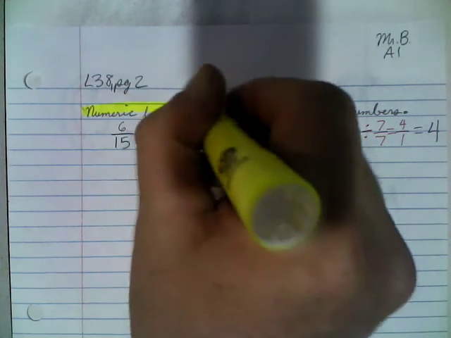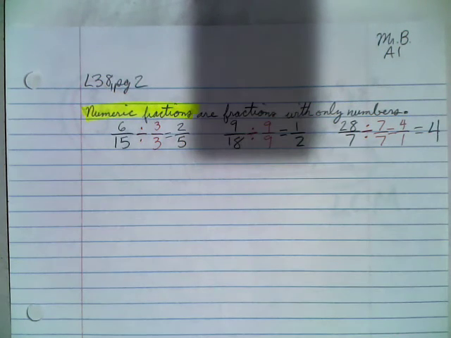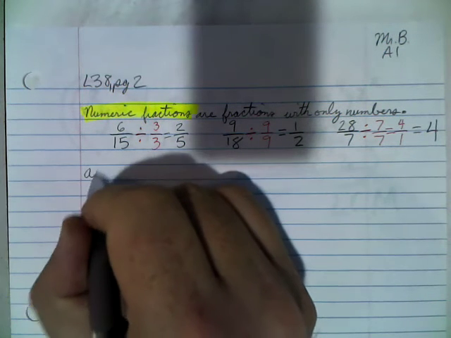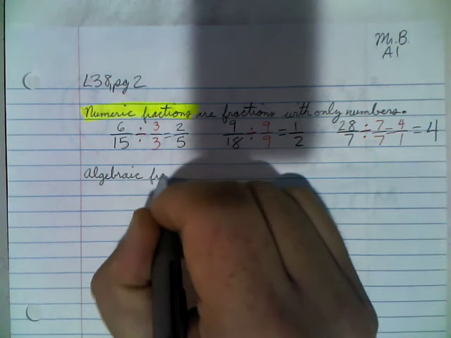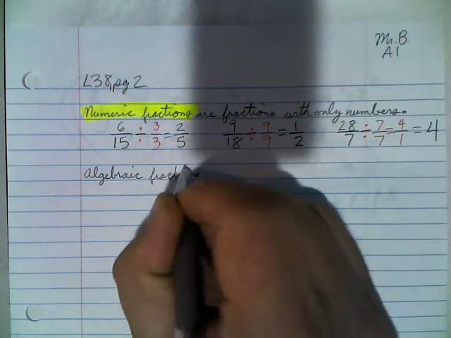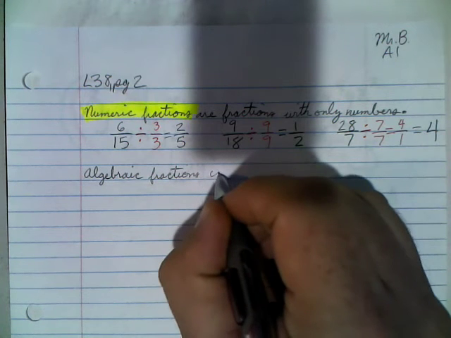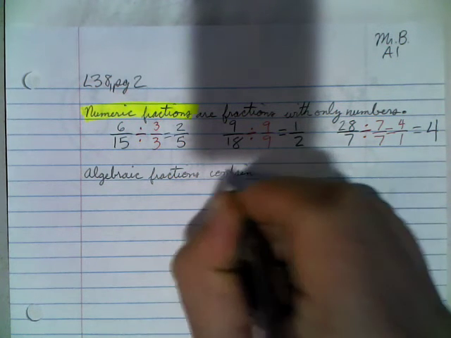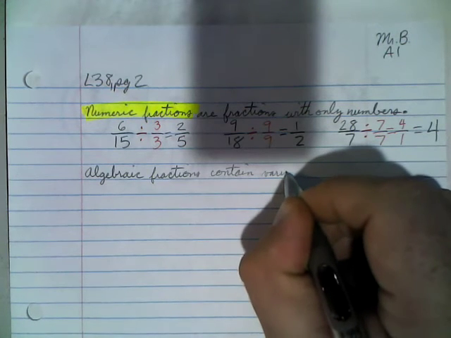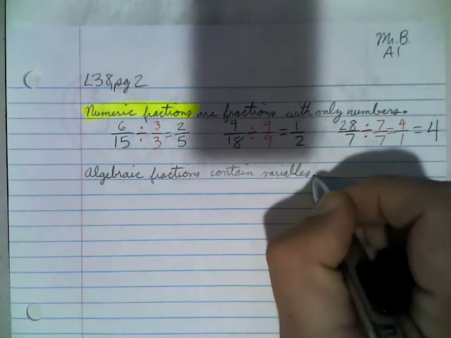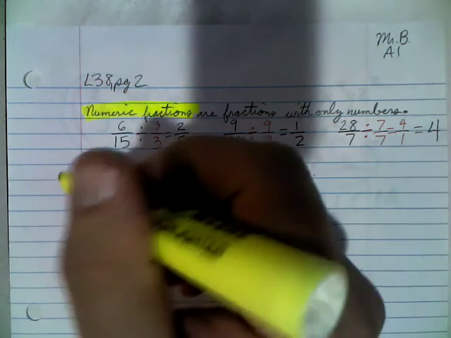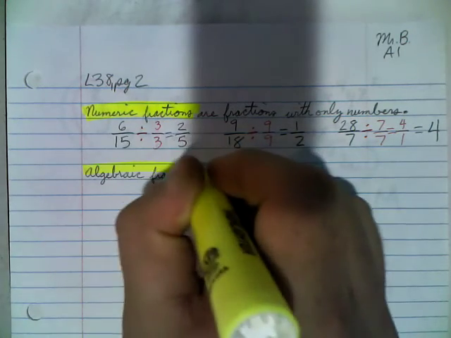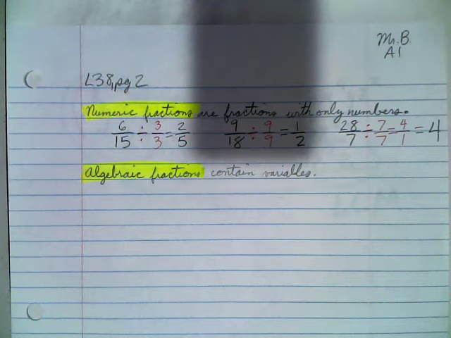Grab your yellow highlighter. Numeric fractions, that's a vocab term. So now we're going to take a look at algebraic fractions. And algebraic fractions contain variables. And this is a vocab term, so we're going to highlight that in yellow.